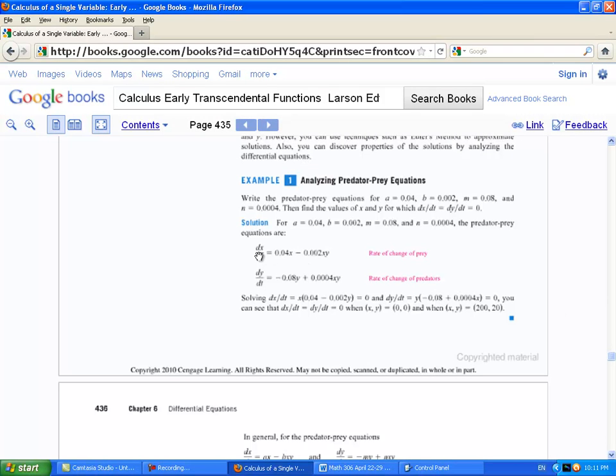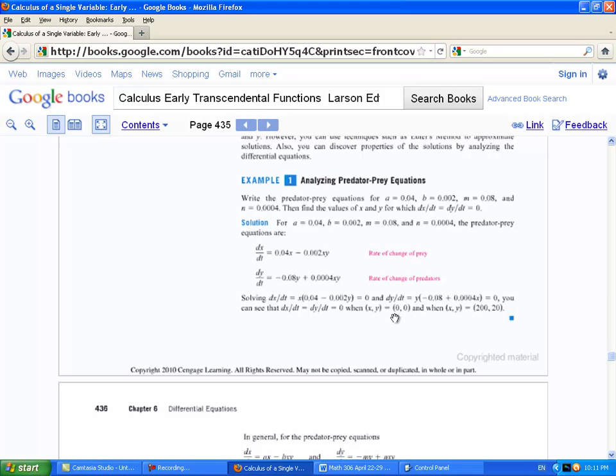All right. So here's our equations. If we plug in the numbers, in order to get dx/dt equals 0, we need to set this top equation equal to 0. In order to get dy/dt equals 0, we set this bottom equation equal to 0. He goes through and finds various solutions.